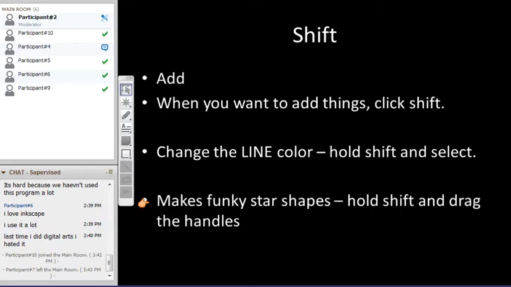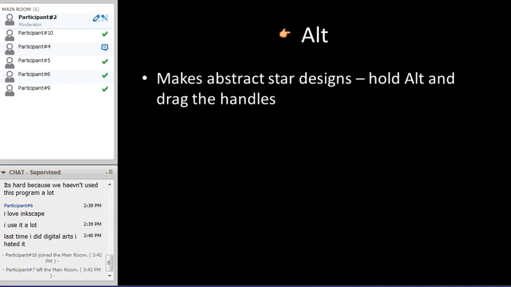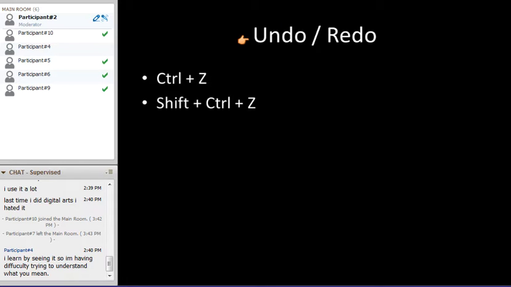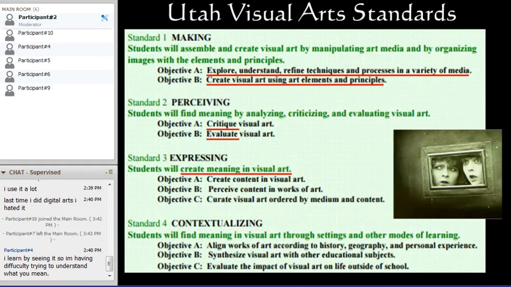And then remember the Shift key, when you draw a star, if you hold it down and drag the handles, it'll make your star turn into funky shapes. And the Alt key also does that, but the Alt key makes the star handles turn into super abstract shapes that don't even look like stars anymore. Okay, so I'm going to demonstrate these things, and then of course there's undo and redo. All of these things are in the drop-down menus, but if you want to practice the shortcuts, Control-Z always comes in handy. You can always do those basics.